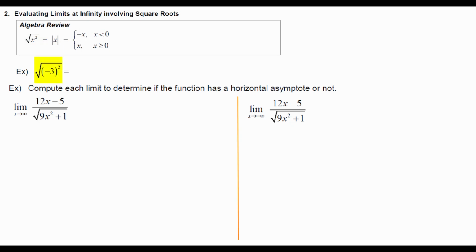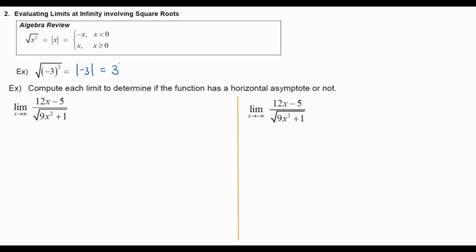So for example, the square root of negative 3 squared is not negative 3. If the square root of x squared was just x, the square root of negative 3 squared should be negative 3. But no negative number can come out of a square root. So this will come out as the absolute value of what's inside, so it gives you the positive number 3.